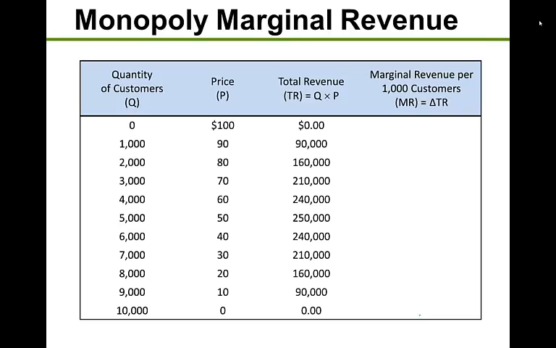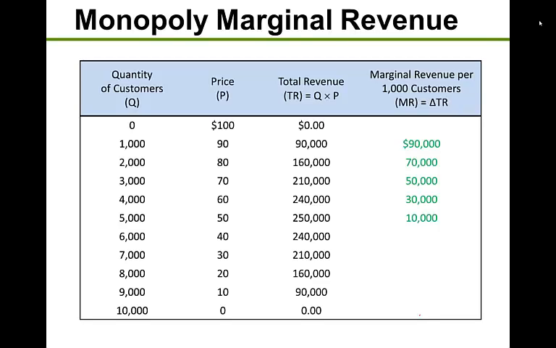So what I want you to note is that the revenue doesn't always go up as the monopolist decreases its price. It first goes up, but then it starts to go down. So notice that the revenue is maximized at a price of 50, quantity of 5,000. That gives us total revenue of 250,000. So we can calculate the marginal revenue just by looking at the difference between the total revenues and the quantities.